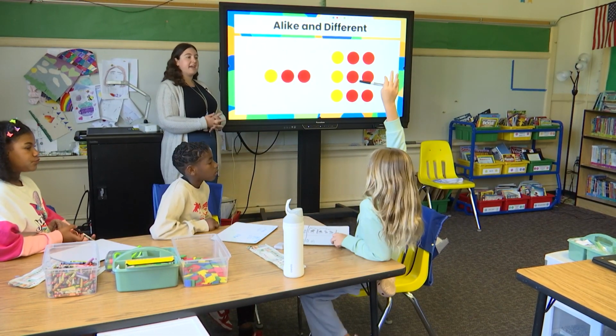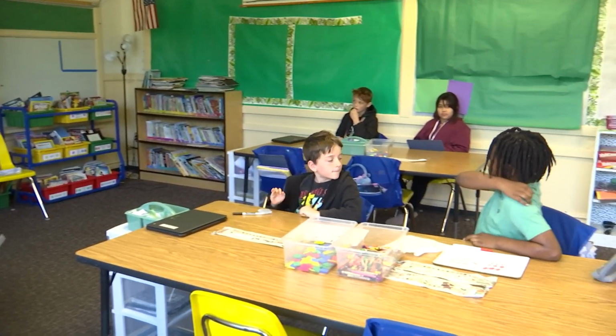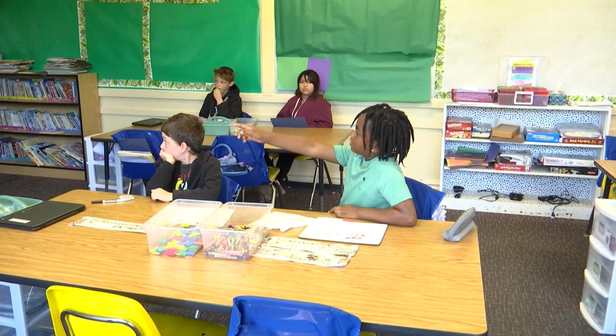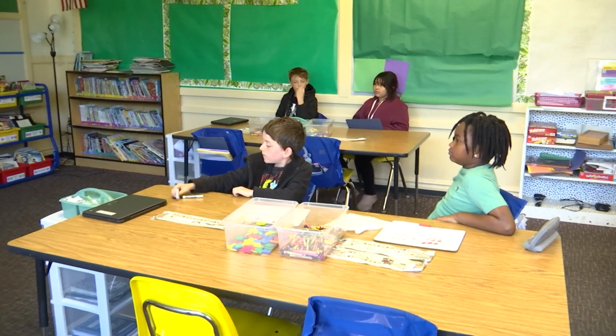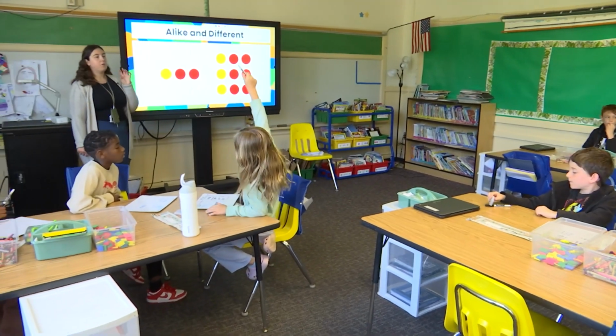Who else wants to share? How are these images alike, Kai? Well, if you add 6 more to that one, it can make the same amount of how much that is. Okay, so if we added 6 more circles here, they would both have the same amount of circles? Okay. What else do we notice?